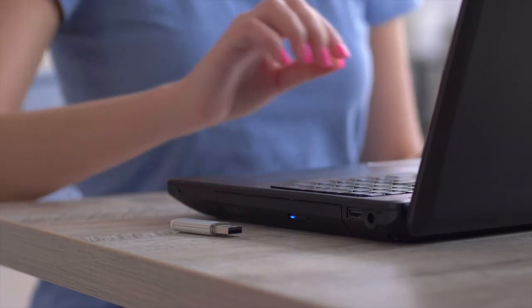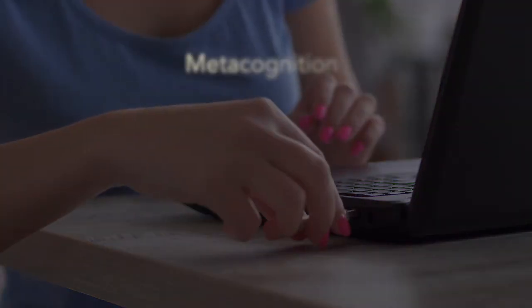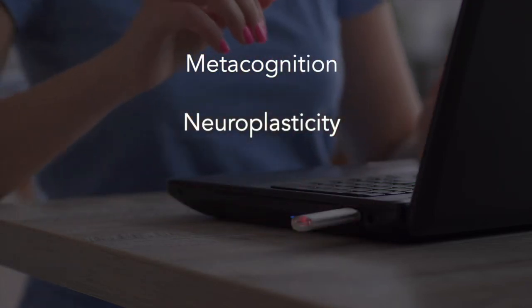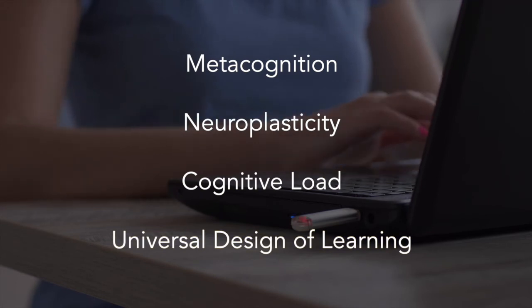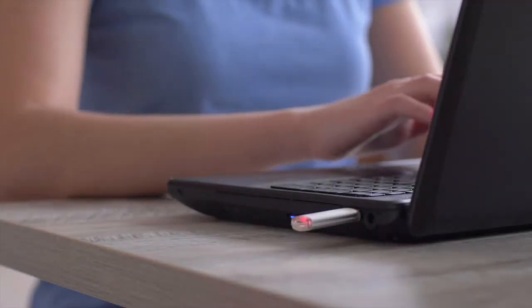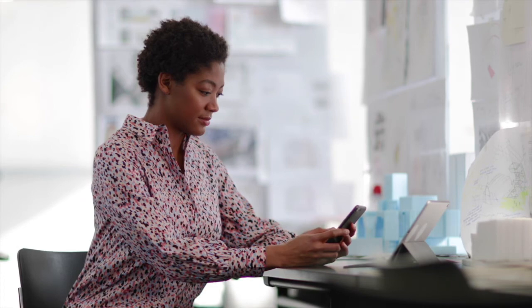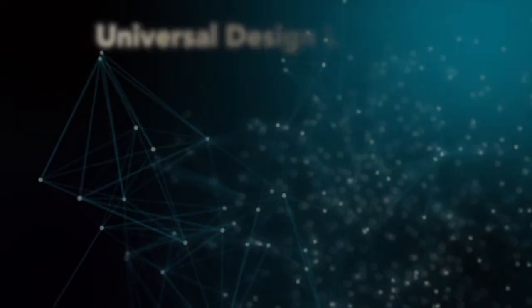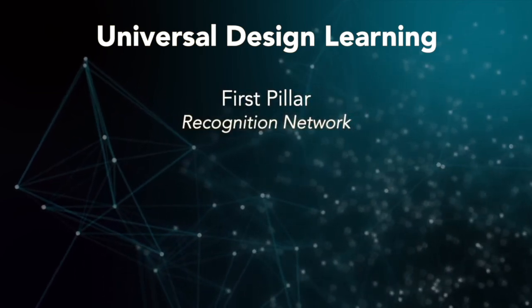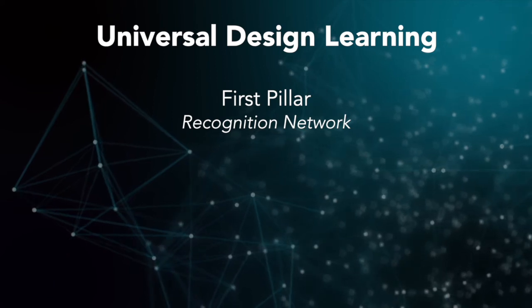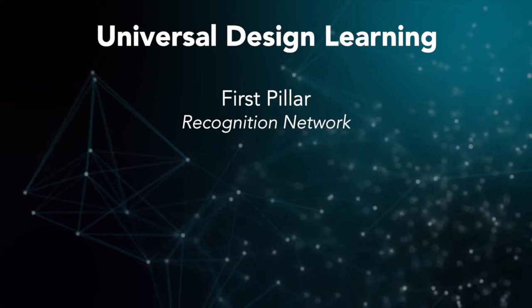Utilizing dedicated software, the development of the SLP include considerations such as metacognition, neuroplasticity of the brain, cognitive load, and the universal design of learning. Universal learning design is an educational framework used for flexible learning environments that can accommodate individual learning differences, such as online learning platforms. The first pillar of universal design learning is a recognition network. It deals with the what and involves multiple methods of representation to give learners various ways of acquiring knowledge.